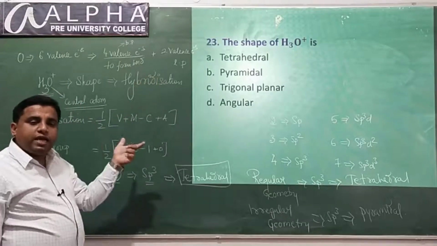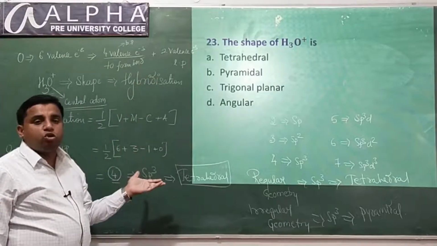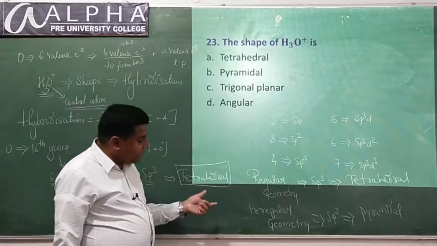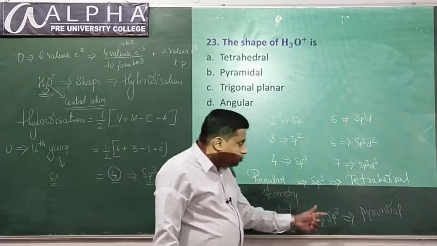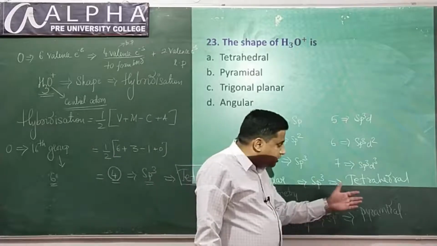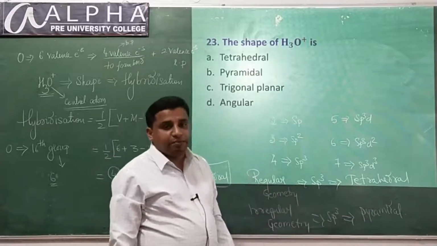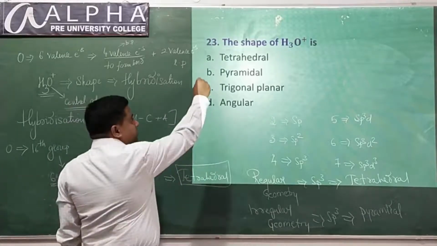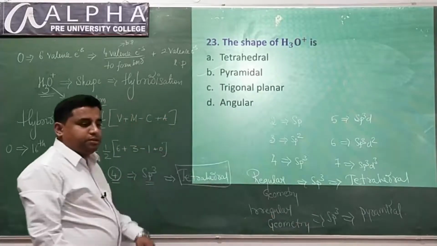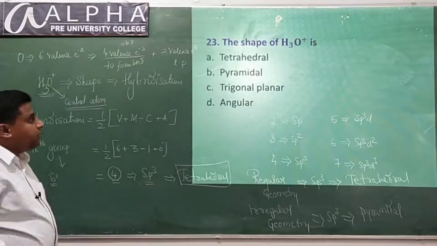If oxygen has both bond pairs as well as lone pairs, what do you call that geometry? It is called irregular geometry. Irregular geometry with sp3 hybridization. What is the shape? Pyramidal shape. Understood? So what is the correct answer? The correct answer is option B. Excellent. Is that simple?